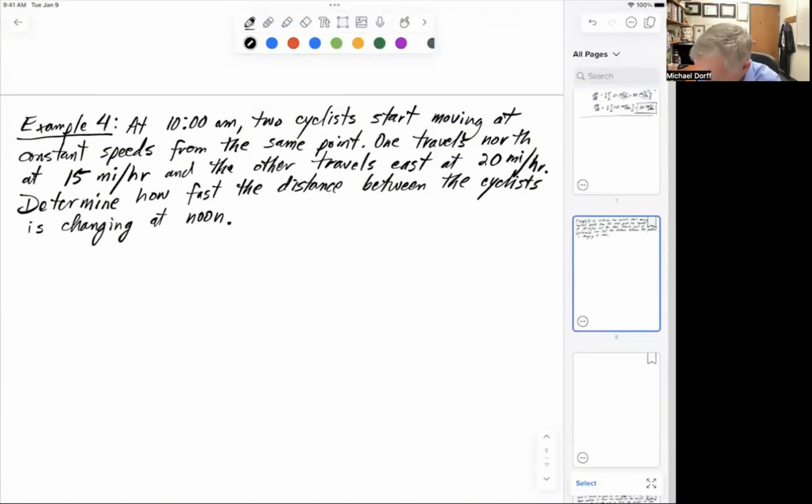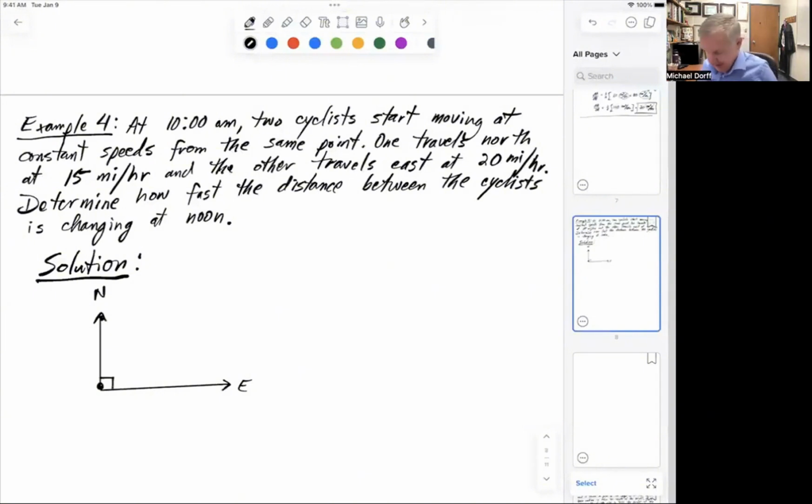All right, so let's look at this problem. First thing I would do, again, as in all of these, is draw a diagram. So you have two cyclists that start at the same point. We'll say that's the point they start at. One is going north, so this is the north direction, we'll say. One is going east here, and north and east are separated by a right angle, so that's really good here.